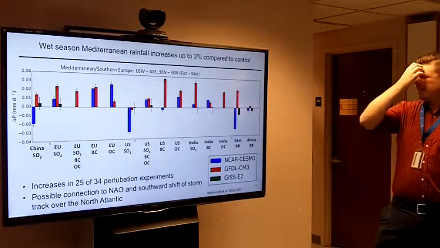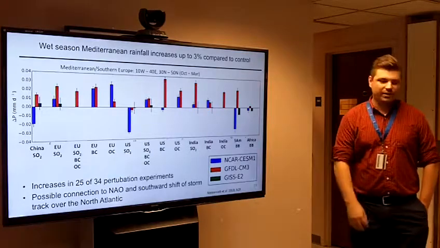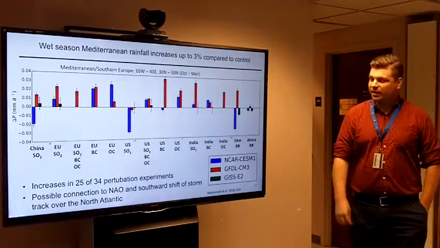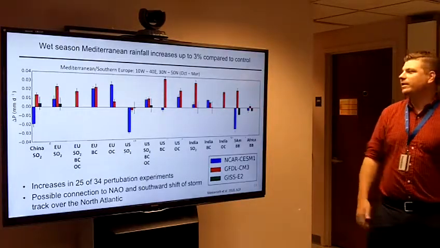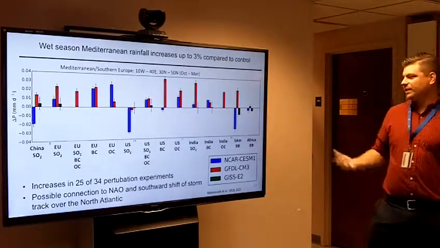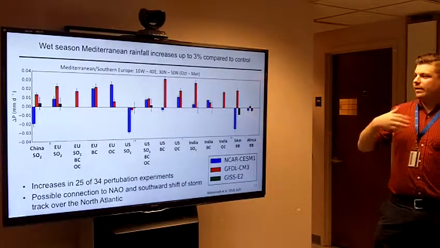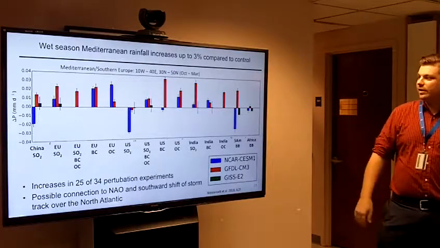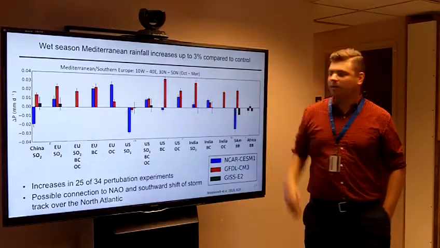So we also looked at Mediterranean precip. Mediterranean precip has been decreasing a little bit over the last half century or so, and there are still a lot of possible explanations about why that's happening. One thing that hasn't really been discussed much is aerosols, so we decided we were in a position to look at that. Mostly it seems like these different aerosol perturbations cause an increase in Mediterranean precip over their wetter season, October through March.